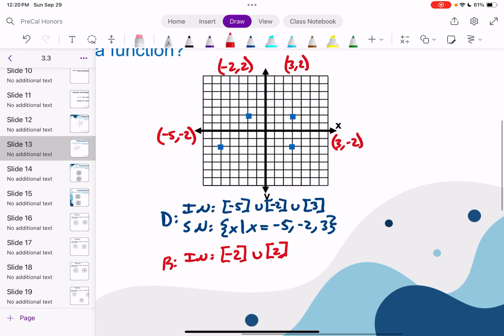In set builder notation, we would go ahead and write this as y such that y is equal to -2 and 2.